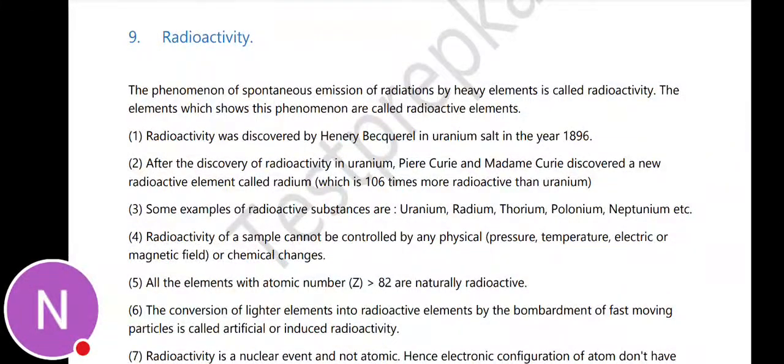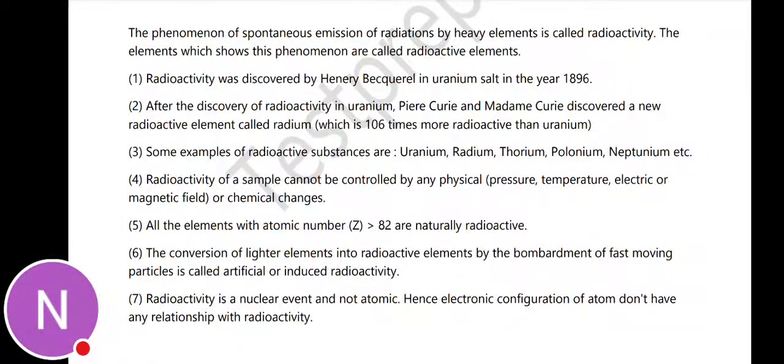The next topic is radioactivity. Radioactivity is the phenomenon of spontaneous emission of radiation by heavy elements. The elements that show this radioactive phenomenon are called radioactive elements.